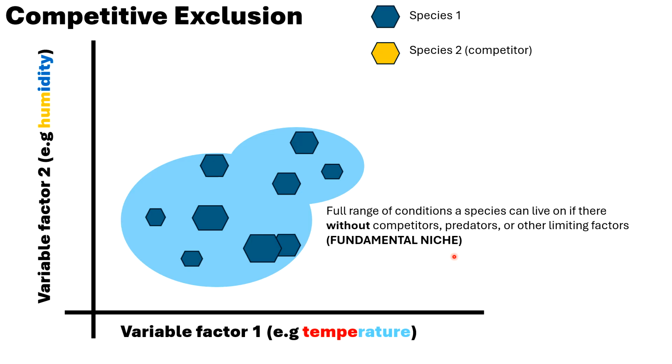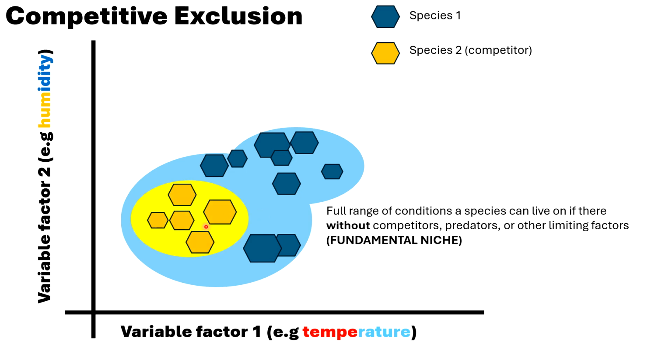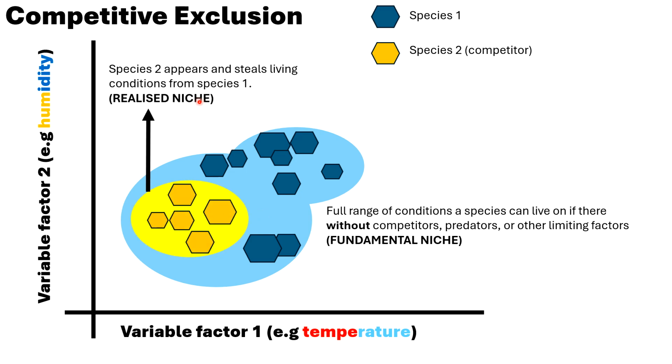It's paradise. Well, in real life, we know that this is not the case because there are other species, there are other predators, such as species 2. Okay, so in this case, it's going to reduce the range of conditions that species 1 can survive in. It's going to occupy some space, and this is known as the realized niche. So it appears and steals the conditions from species 1. Species 2 can be a competitor, it can be a predator. It's just its actual presence that causes this change.